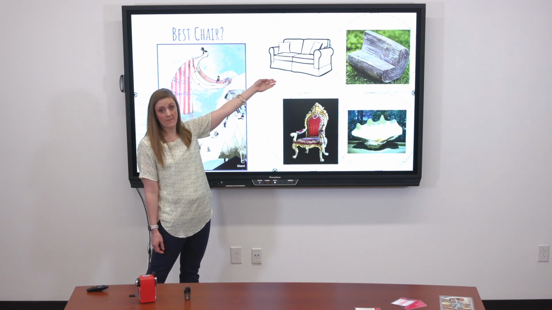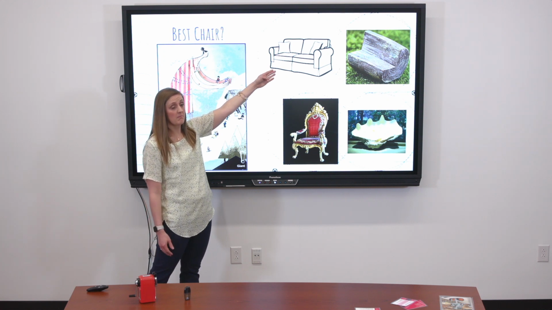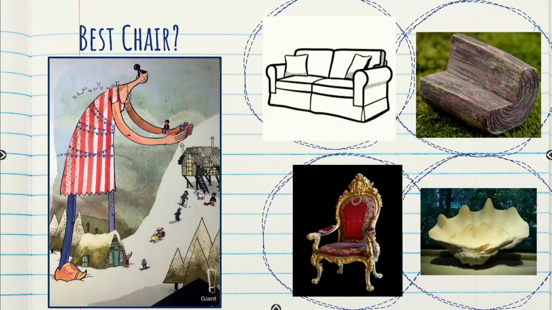I have a sofa at my house. Do you have a sofa? It's where I like to relax and watch some TV. Do you think the giant could fit in it? Probably not. What about this nice throne? That would be beautiful to relax in, or even to reign her kingdom. But it still looks really small for her.